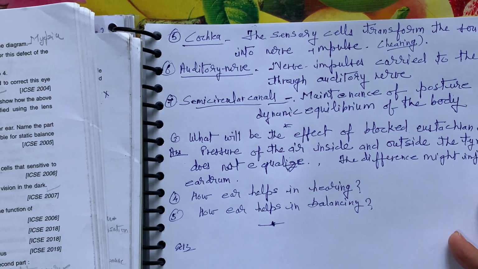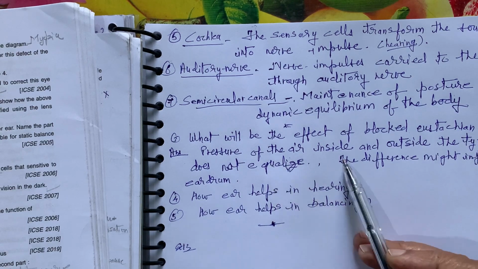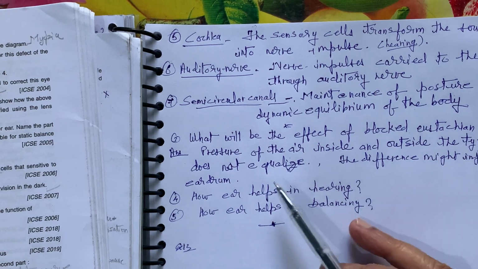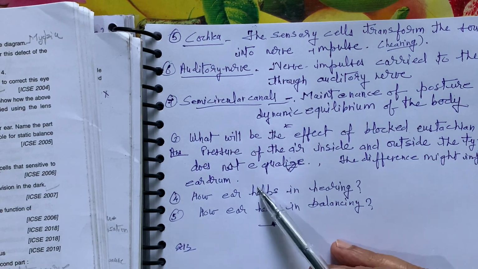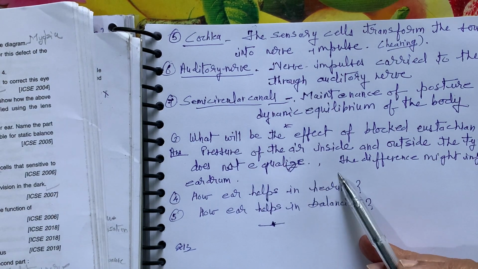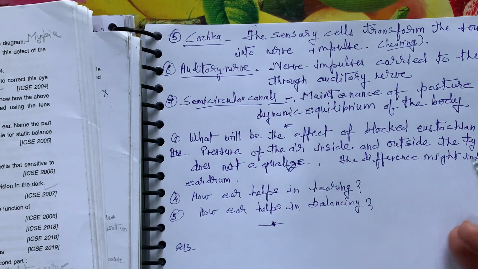What will be the effect of a blocked Eustachian tube? The pressure of the air inside and outside the tympanum does not equalize, and the difference may injure the eardrum, and if the eardrum is injured, it may result in deafness.